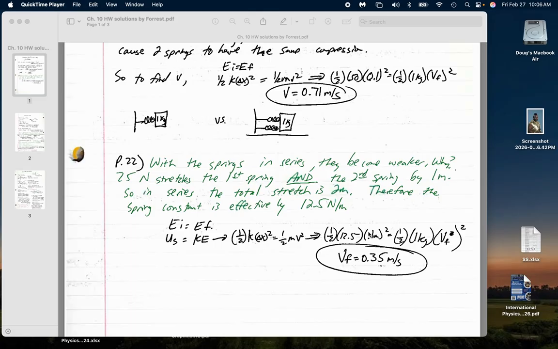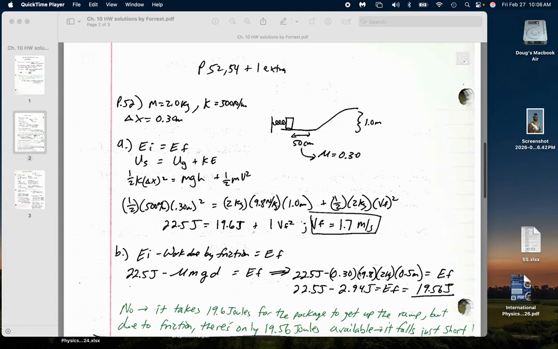So now we're going to think of this situation where it's 1/2 times 12.5 newtons per meter times 0.1 meters squared equals 1/2 mv squared at the end, and that velocity would be about divided by radical 2 instead of multiplied by radical 2. So essentially it's about 0.355 meters per second.